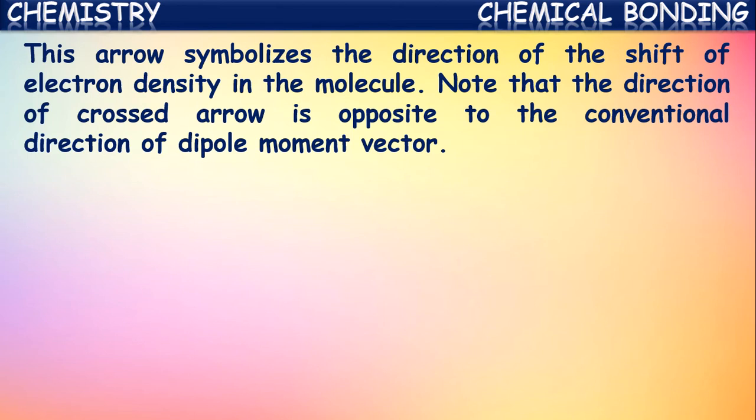This arrow symbolizes the direction of the shift of electron density in the molecule. So that crossed arrow represents the direction of the shifting of the electron pair, or the electron density, in the molecule. We have to note that the direction of the crossed arrow is opposite to the conventional direction of the dipole moment vector.